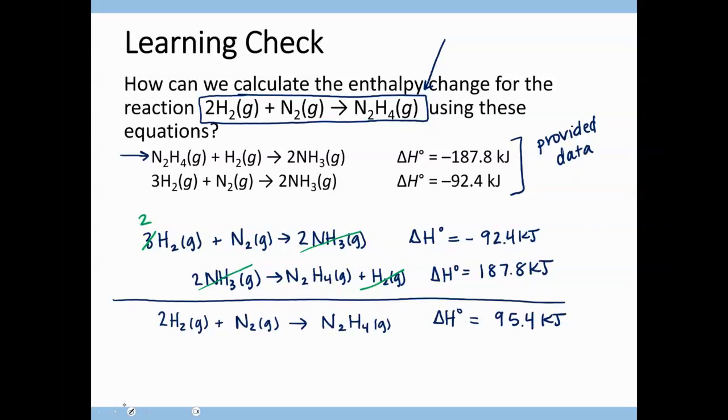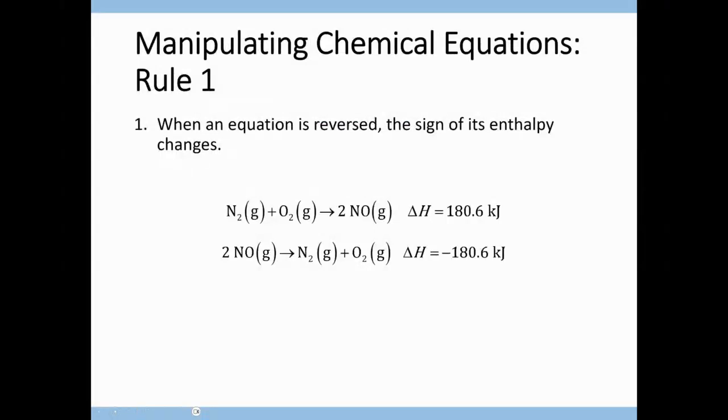Okay, so let's go through these rules for manipulating chemical equations. Rule 1, we've already done. If an equation is reversed, the sign of its enthalpy changes. So the first reaction here, we have nitrogen gas, oxygen gas forming NO. Its enthalpy change is 180.6. Now if we take NO gas and then produce N2 and O2, so the opposite of the equation shown on top, change in enthalpy is negative 180.6. So same number, different sign. This is what we used in our previous example.